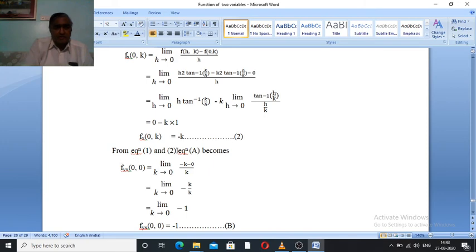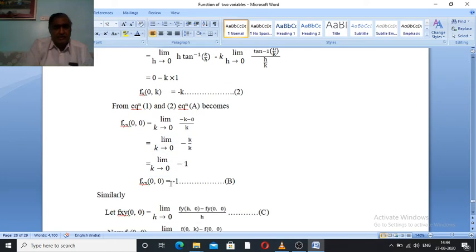From equation 1 and equation 2, equation A becomes f_yx(0,0) is equal to limit k tends to 0 of (−k − 0)/k. Limit k tends to 0, k upon k, that is minus 1. Limit k tends to 0 of minus 1 is directly minus 1. f_yx(0,0) is equal to minus 1. Suppose this is equation B.